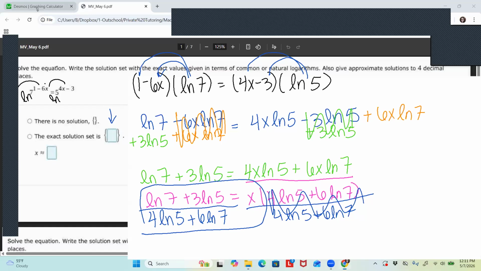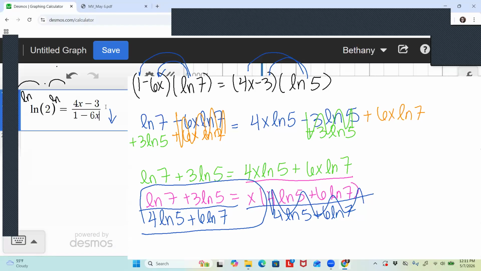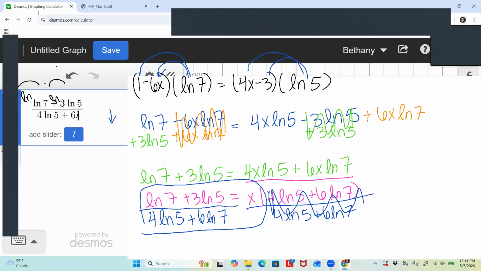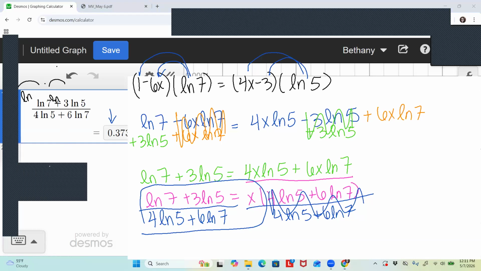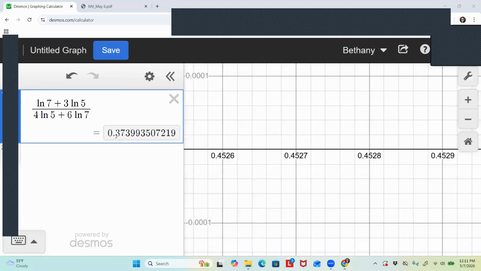There we go. And now let's take that to, you could use Desmos for this or a regular calculator. We're going to make a fraction: natural log 7 plus 3 natural log 5 over 4 natural log 5 plus 6 natural log 7. And it should be, ooh, okay, so it wasn't the same decimal I had before. Interesting. So round it off to 4 places. 1, 2, 3, 4. This would bump to 0.374, 0 if you want the 4th place. That would be your decimal approximation.